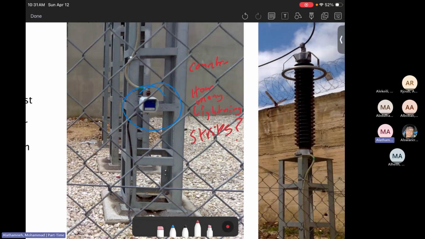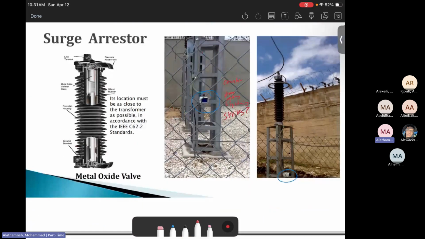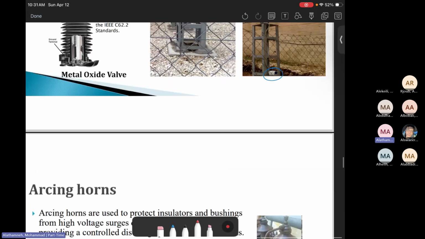If there is a lightning strike, then it will count 1. Then after 1 day, another one, it will count 2. So it will be cumulative. It will not be reset unless the engineer goes there and does the maintenance.